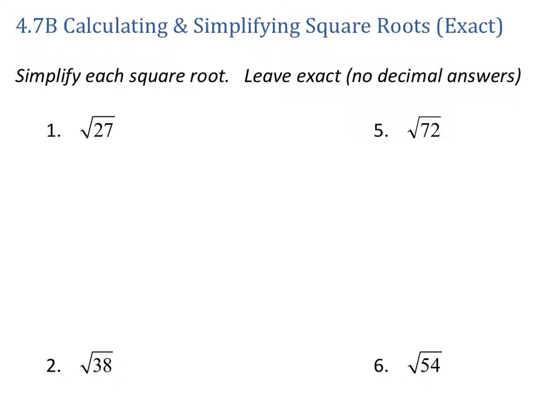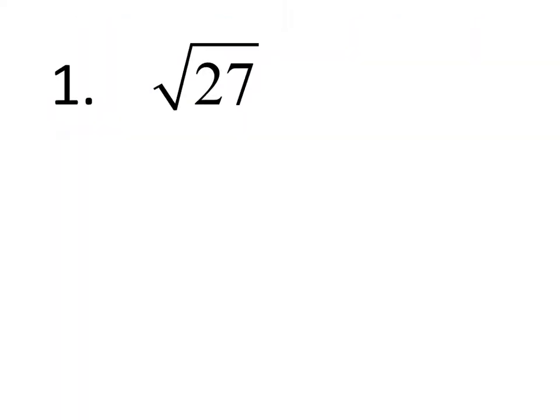So 4.7b, this one is looking at simplifying these square roots. Now we want exact values, which means we're not just going to use a calculator to estimate these. And here's what we mean by that. So there's two ways that we can look at it.